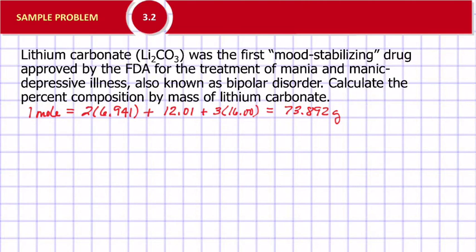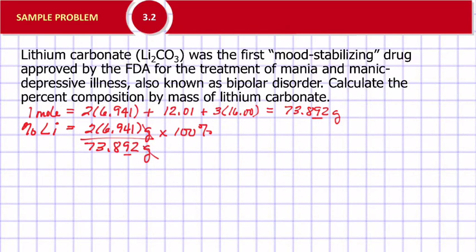And just in general, we're rounding all of our things here to 4 significant figures. That's the mass of 1 mole of the compound. So the percent by mass of lithium in that compound is equal to what? It's equal to the mass of lithium, which is 2 times 6.941, divided by the mass of the whole thing, which is over here, and then times 100%. The grams are going to cancel out.